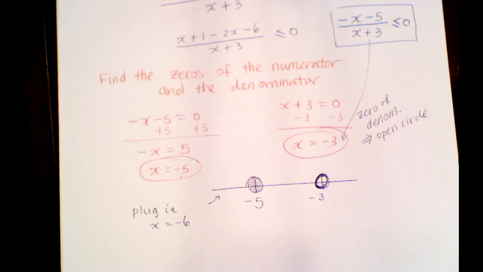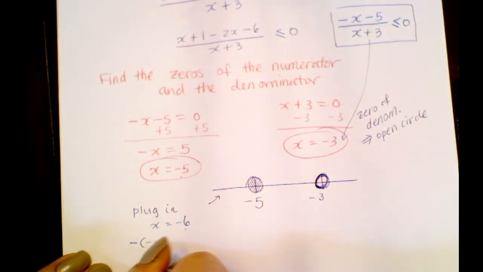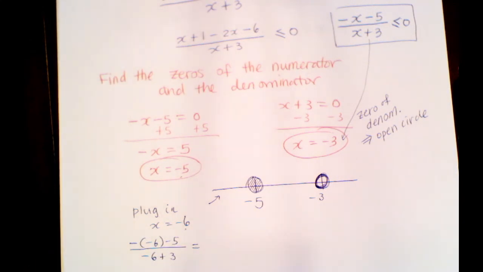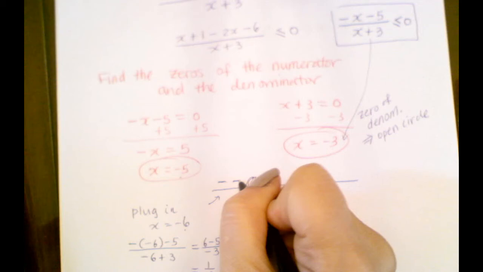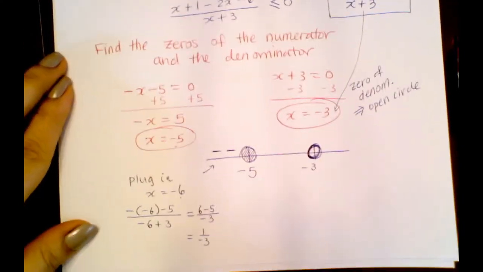All right. So plug in negative 6 in our inequality. That will be negative 6 minus 5 over negative 6 plus 3. That is negative 6 minus 5 over negative 3, so I will get negative 11 over negative 3. Oh wait, that's a positive number. Oopsies.